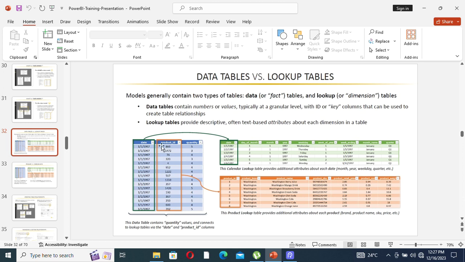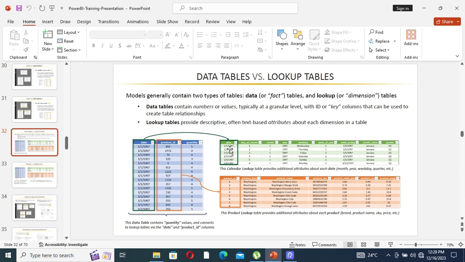Here I developed two examples, in which I have created one lookup table, and the other one is the product lookup table, along with the data fact table. You can easily relate them to each other. In this example, the data table is a fact table. In it, the date column is directly connected with the lookup table.